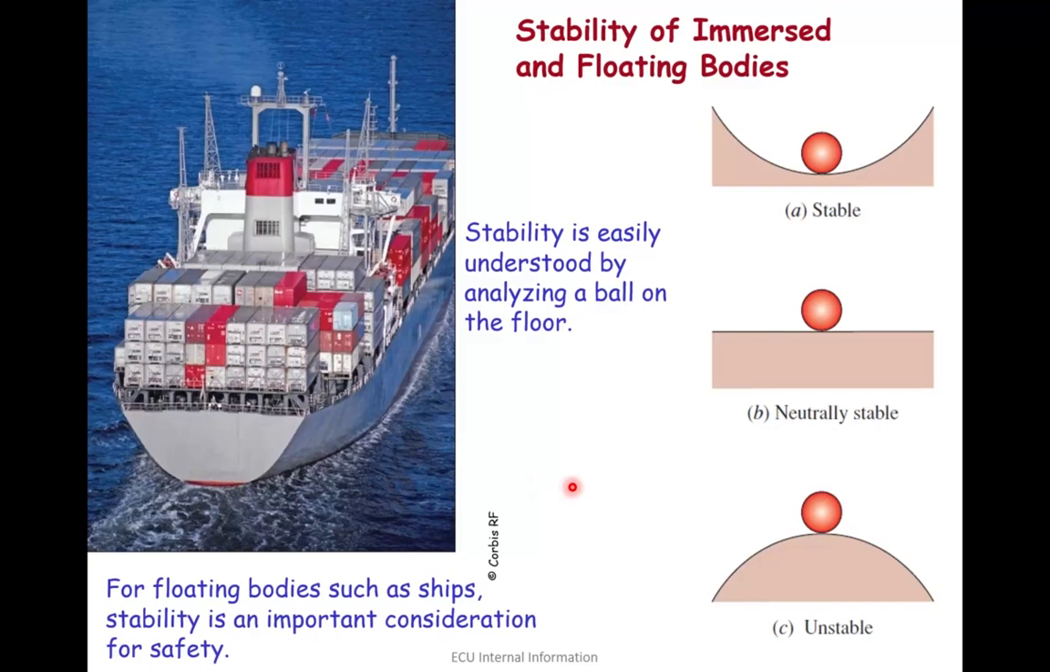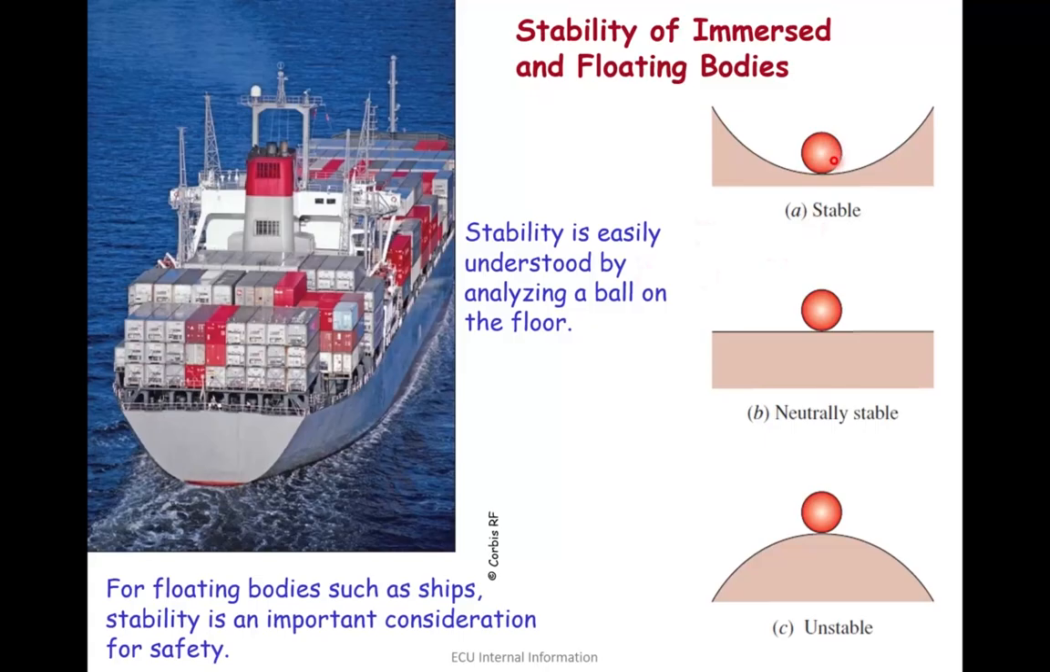Now, about stability of immersed and floating body. Immersed means under water, floating on the surface. Now, you can see a vessel or ship, a cargo, normally floats in the water. Now, it is important for us to understand what is meant by stability.